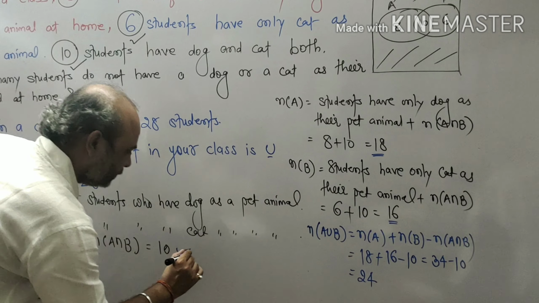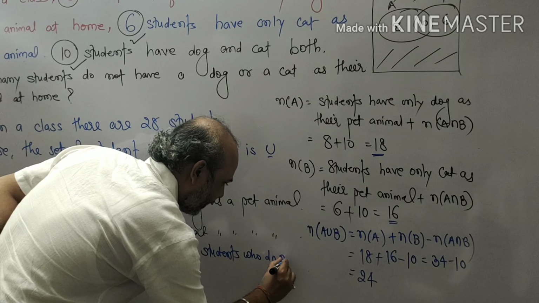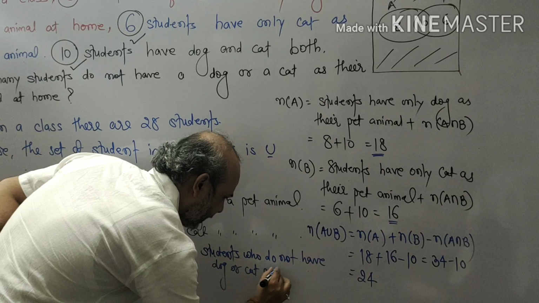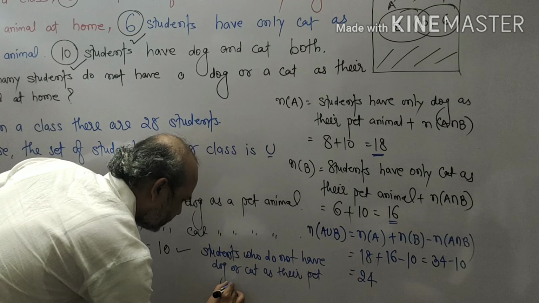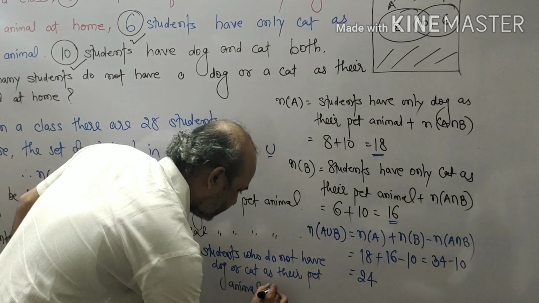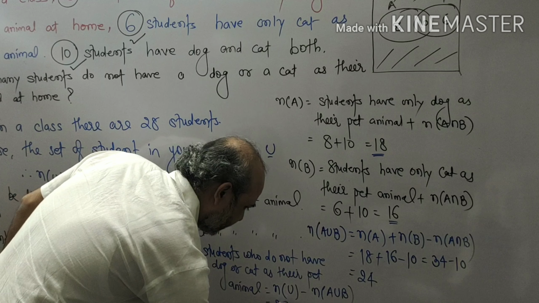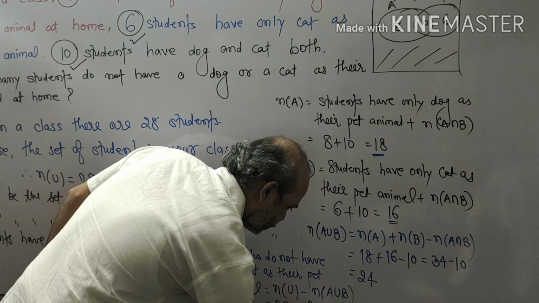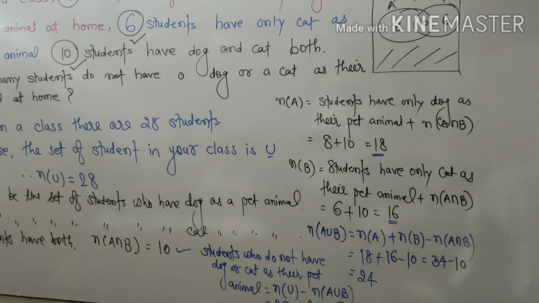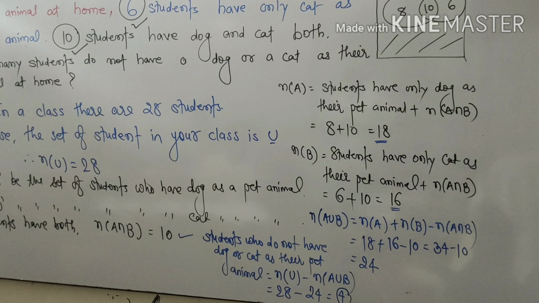So right here, students who do not have dog or cat as their pet animal. Okay, student. Student do not have dog or cat as their pet animal is equal to number of U minus number of A union B. So number of U is what, student? 28. 28 minus 24. So answer is 4. So you will write 4 students do not have dog or cat as their pet animal.